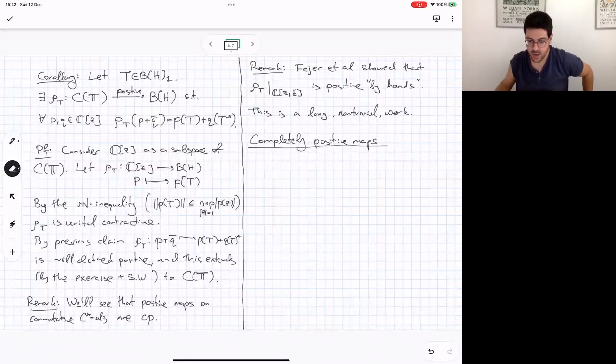Okay, completely positive maps. The following lemma is so stupid and so important that I love it. Okay, lemma.